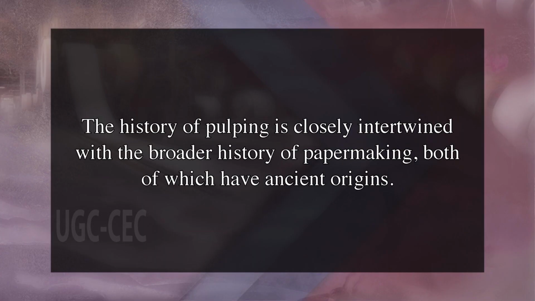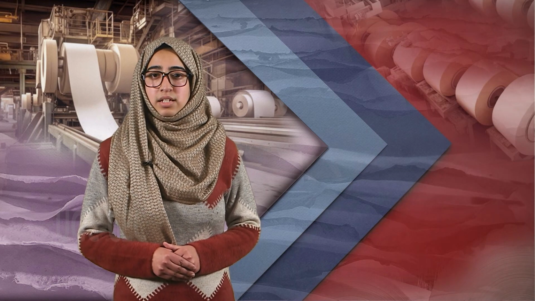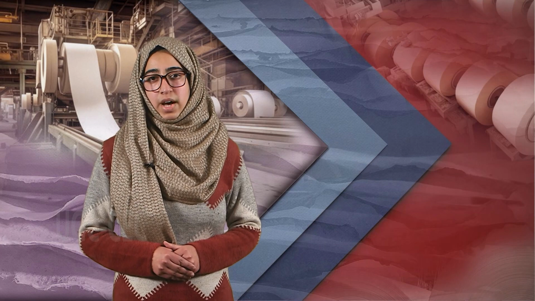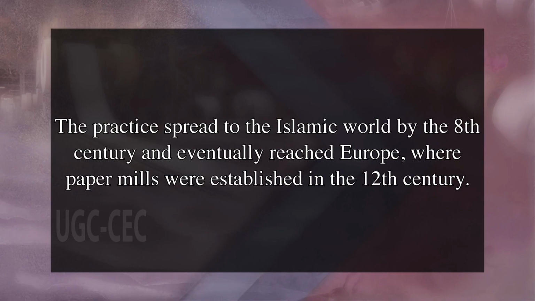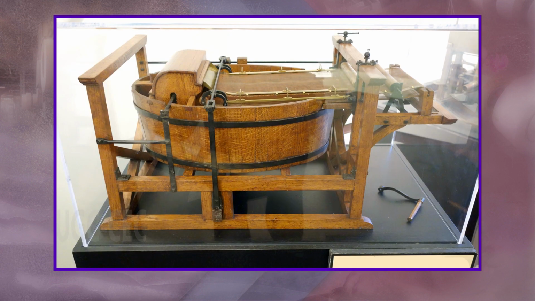The history of pulping is closely intertwined with the broader history of paper making, both of which have ancient origins. Paper making began in ancient China around the 2nd century BCE with the use of plant fibers such as mulberry bark. The practice spread to the Islamic world by the 8th century and eventually reached Europe, where paper mills were established in the 12th century. Rags served as the primary fiber source until the 19th century when Louis Nicholas Roberts' invention of paper-making machine in 1798 marked a significant advancement in efficiency.